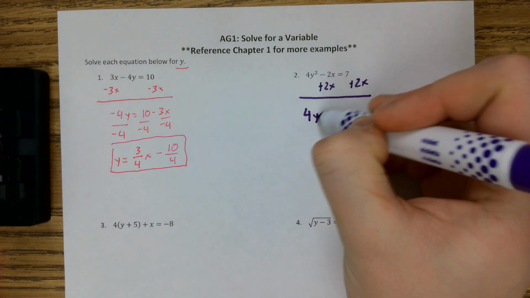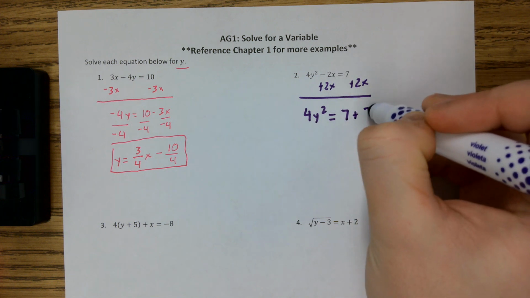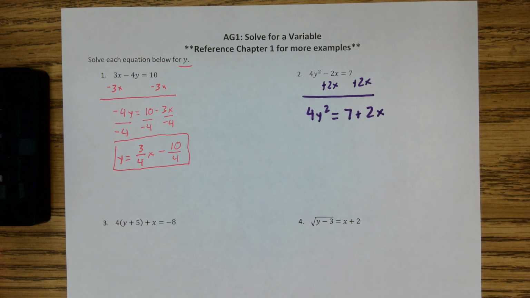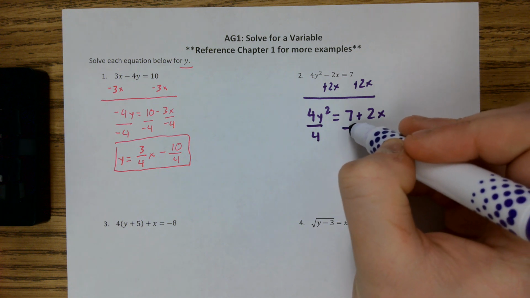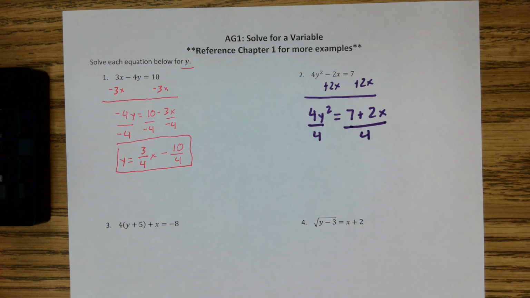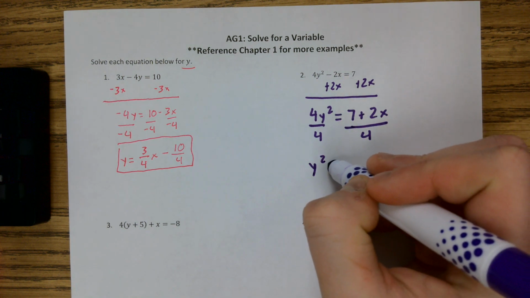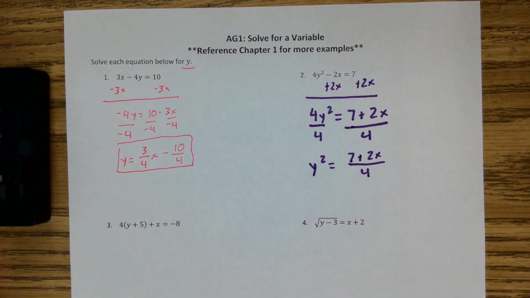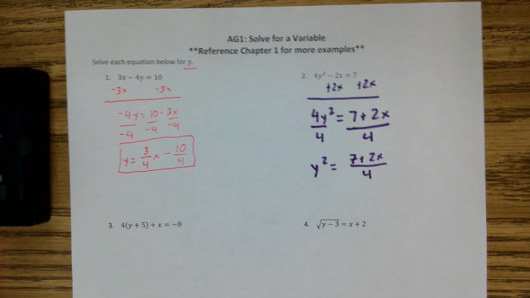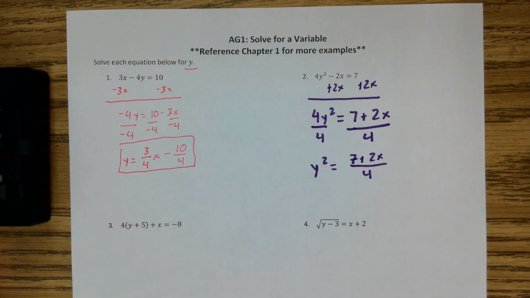I have 4y squared is equal to 7 plus positive 2x. All right? And then, as you can see, I have that 4, so I need to divide by 4 in order to get that y squared alone. I'm just going to divide the whole thing by 4. If you want to leave it in separate terms like we did the last one, you can, but you're going to see why it's more simple to leave it as one fraction. So we have y squared is equal to 7 plus 2x over 4. So then we have that 7 plus 2x over 4 is equal to y squared.